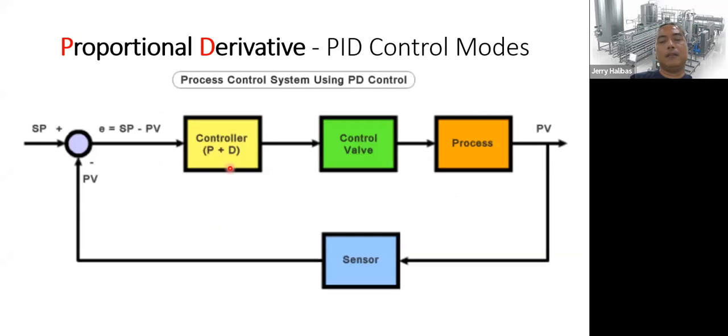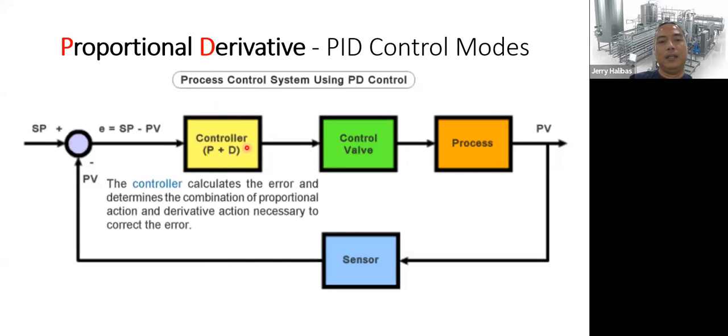Okay, so this is again the block diagram, the process control system diagram for a PD, proportional derivative controller. So, notice that it's just a combination of proportional and derivative or differential. The controller calculates the error and determines the combination of proportional action and derivative action necessary to correct the error. Okay?